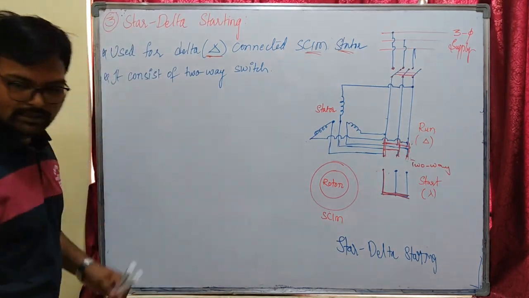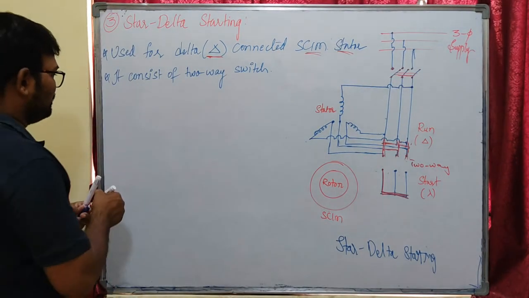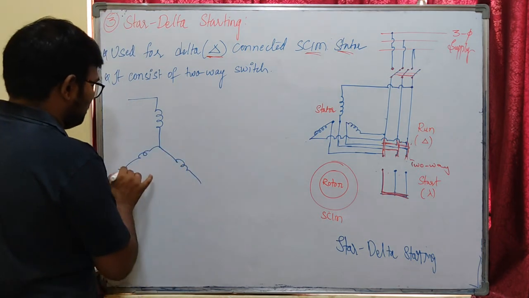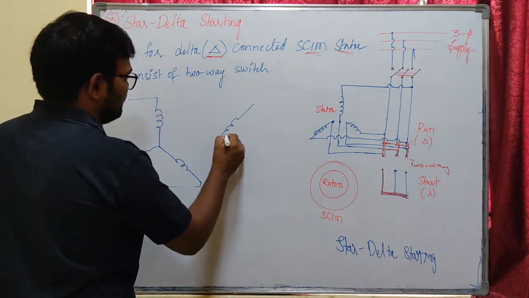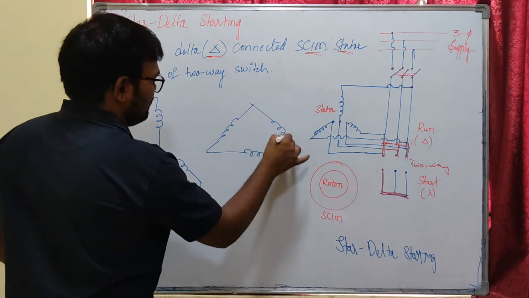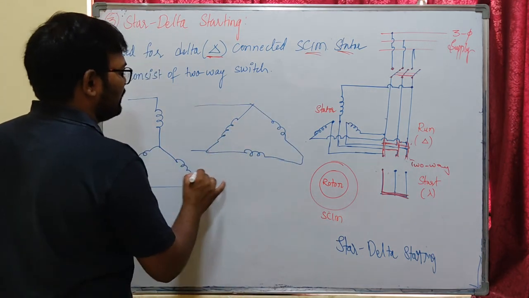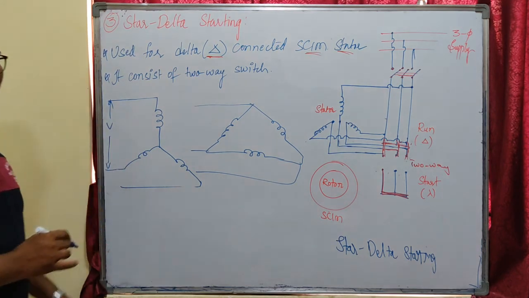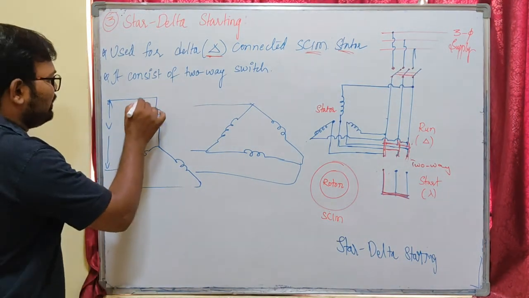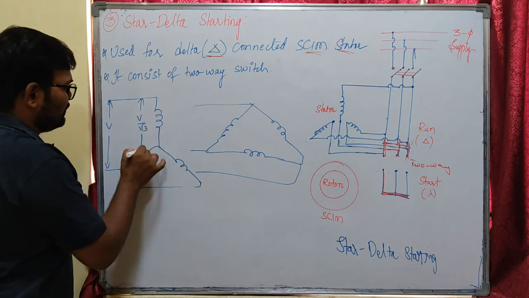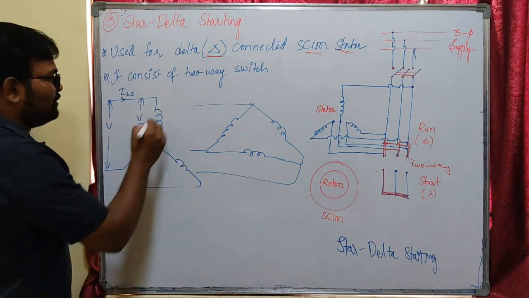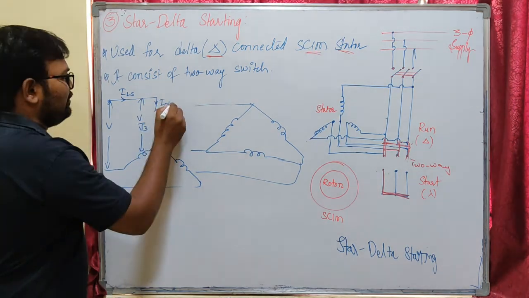Let us see. We have the star here and delta here. This is my line voltage V. So what will happen to phase voltage? The phase voltage will be V by root 3. And the line current of the star connection I am naming ILS, which is equal to my phase current, I phase S.